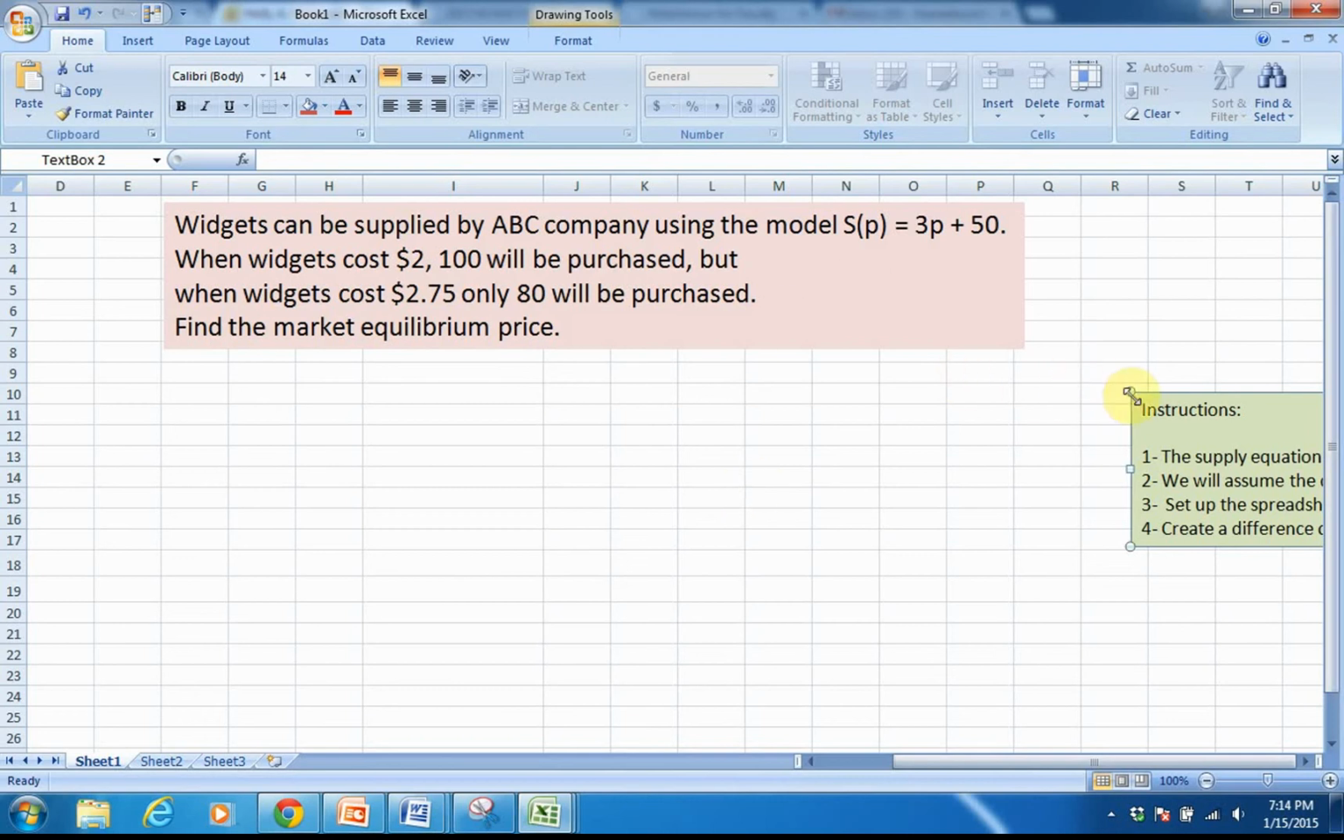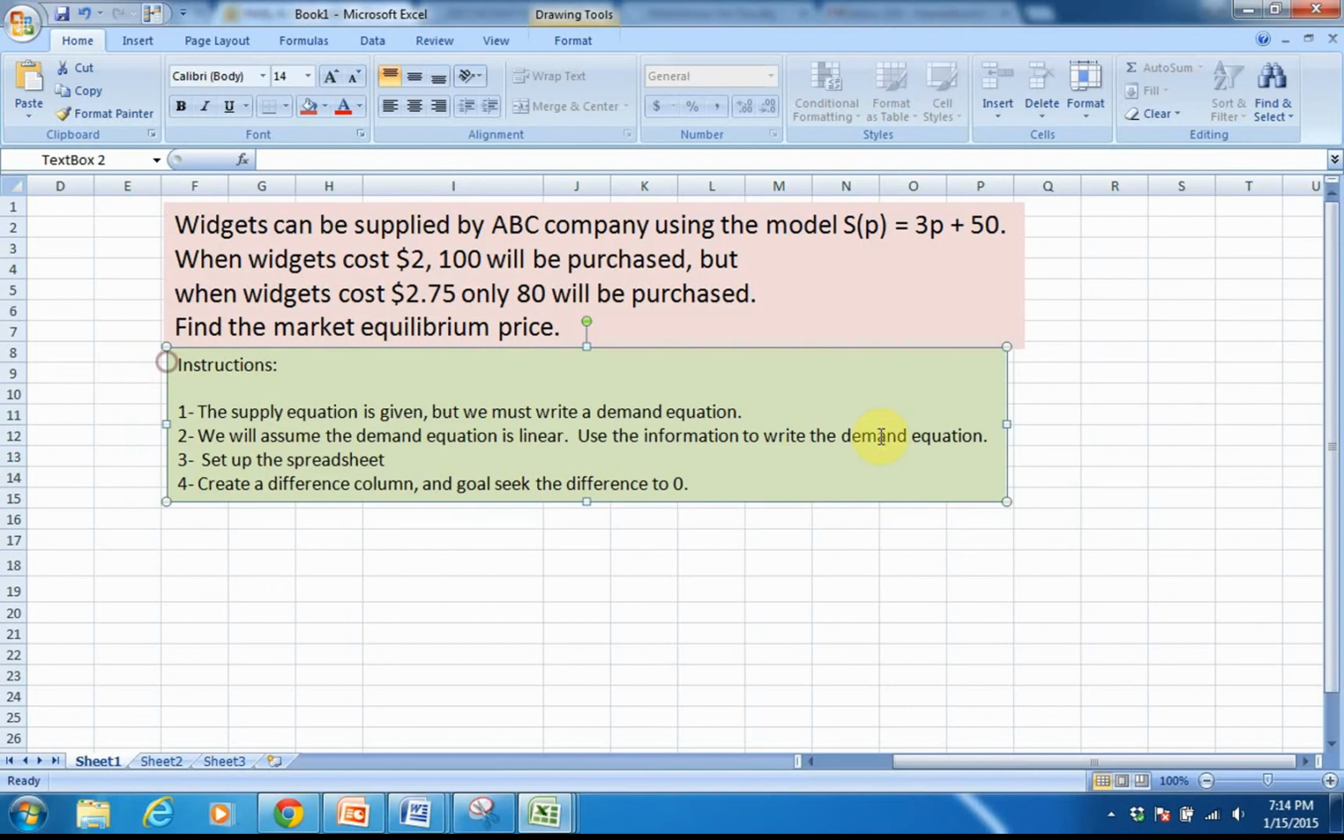Okay. So I did type up for this presentation the instructions of how we might go about finding this. From the information that I've given you, we're already given the supply equation, but we need to write a demand equation. We're going to assume that the demand equation is linear and use the information that we have to write that linear demand equation. We're going to set up a spreadsheet, create a difference column, and goal seek that difference to 0. So let's get started.